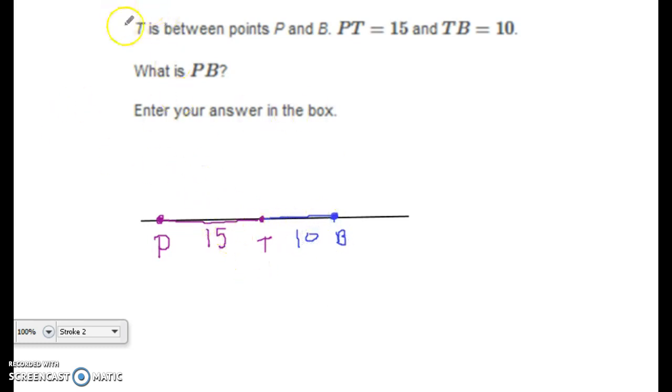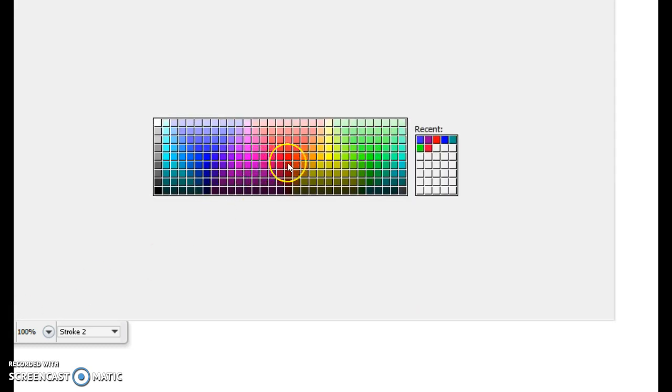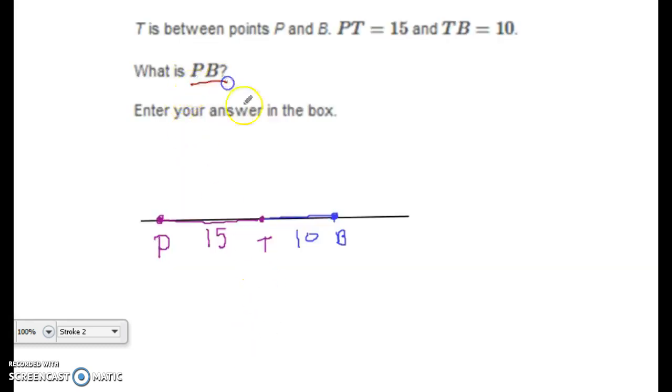And let me just make sure I read this correctly. It says T has to be between points P and B, which it is. Okay, so that's labeled correctly. And then the question here is, what is PB? So we want to know this whole length. So again, this is just the segment addition postulate. We could take 15 plus 10 and add them together to get the total length. So the total length of PB is 25 units. Hope this helps.